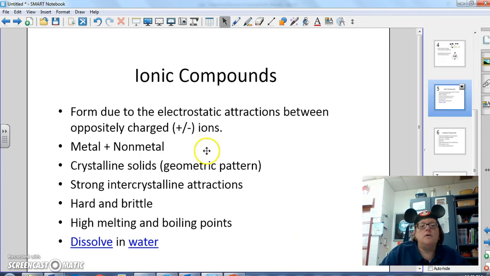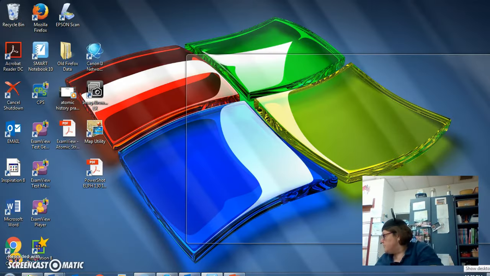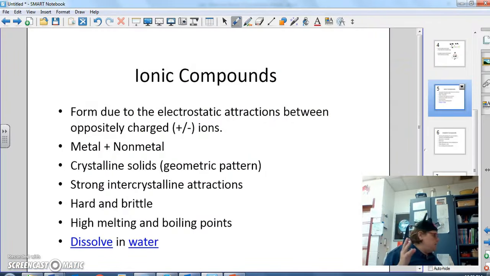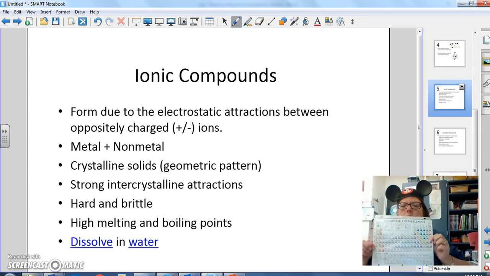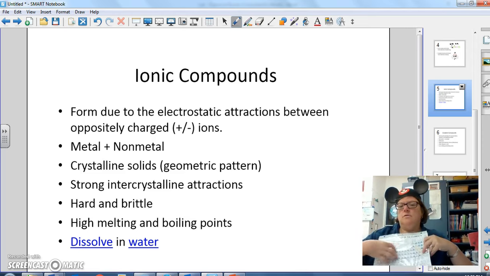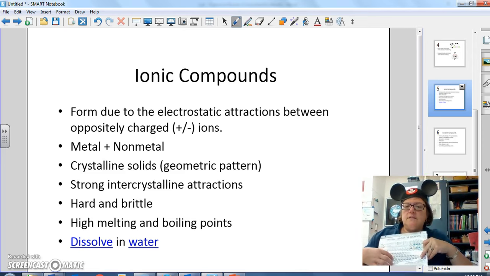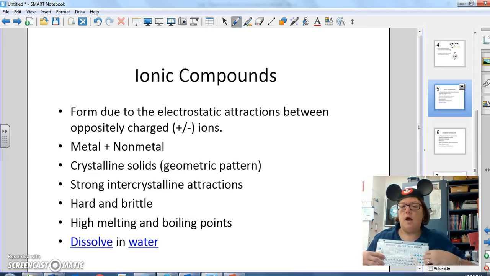Okay, ionic compounds form because of electrostatic attractions. They are metals and nonmetals. So when you look at a compound, if one of the elements is on the left side of the periodic table, to the left of the stair step line, that is a metal. If the second one is to the right, that's a nonmetal.